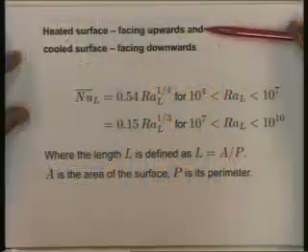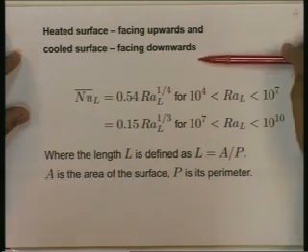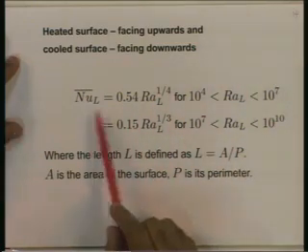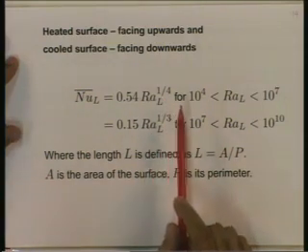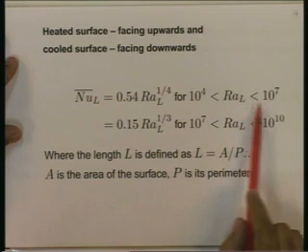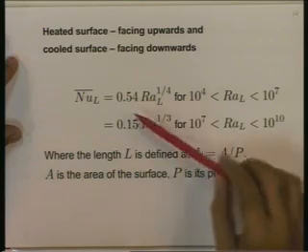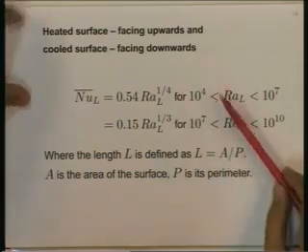Let us first look at a correlation which is for a heated surface facing upwards or for a cooled surface facing downwards. These are similar situations. And you will notice that the Nusselt number is provided as a function of only the Rayleigh number. There is no separate existence of the Prandtl number. And for two ranges of Rayleigh number, from 10⁴ to 10⁷, and from 10⁷ to 10¹⁰, we have Nusselt number as some constant times Rayleigh number raised to a small exponent.